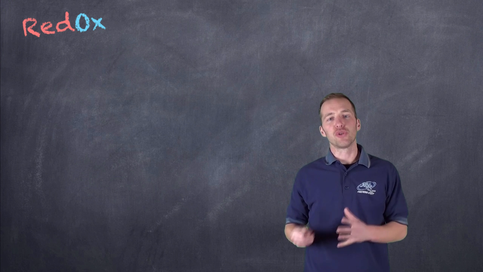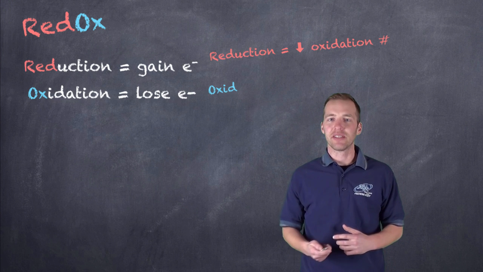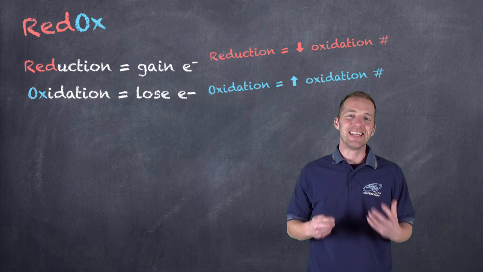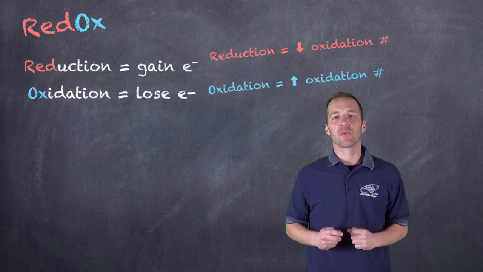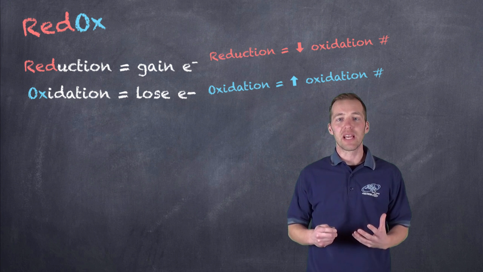Now redox has 2 halves to it. We have the reduction half and we have the oxidation half. And what I want you to remember is that reduction is due to a gain in electrons through the course of a reaction, and oxidation is due to a loss of electrons through this same reaction.